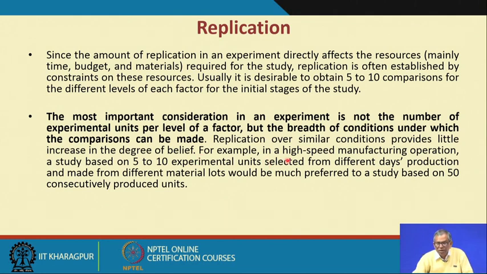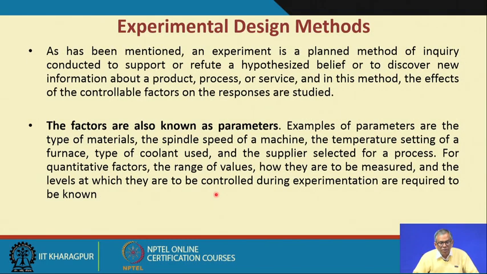For example, in a high speed manufacturing operation, a study based on 5 to 10 experimental units selected from different days' production and made from different material lots would be much preferred to a study based on 50 consecutively produced units. Is it okay? So I think the point is made very clear. Okay, so replication is an important principle.